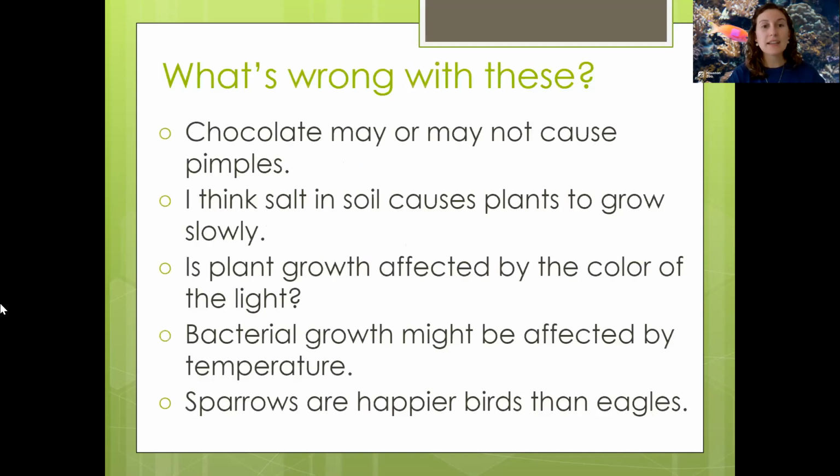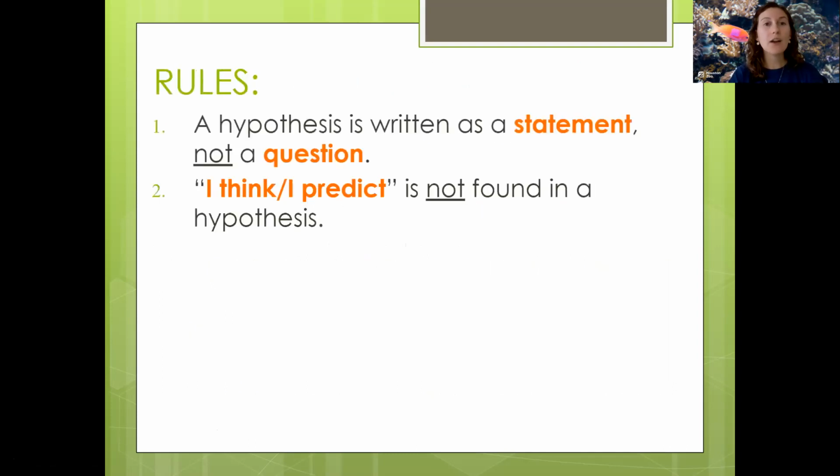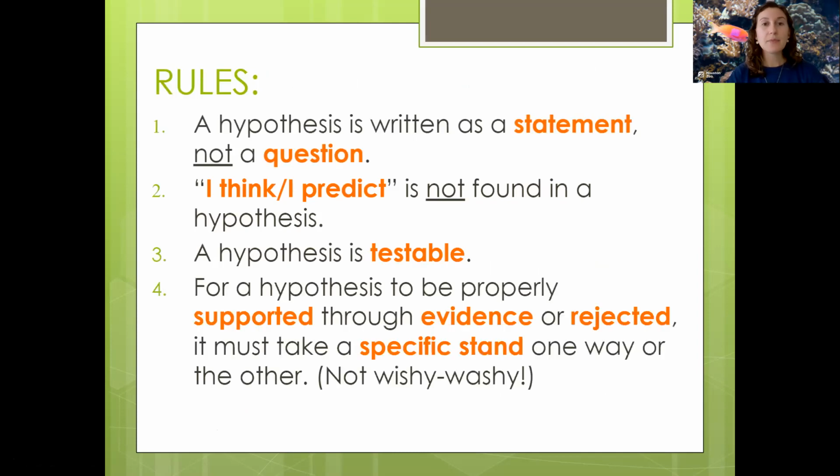I'm going to go back to this last slide. This last point is a bad hypothesis: "Sparrows are happier than birds," because it's not testable. If I don't have a way to measure happiness in birds, then this experiment is not testable. We need it to be something that's objective, something that is measurable. All right, so we want it to be testable.